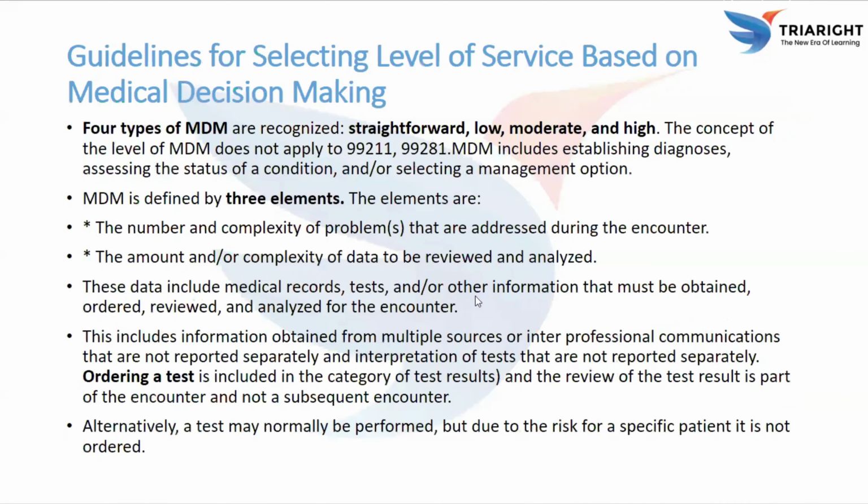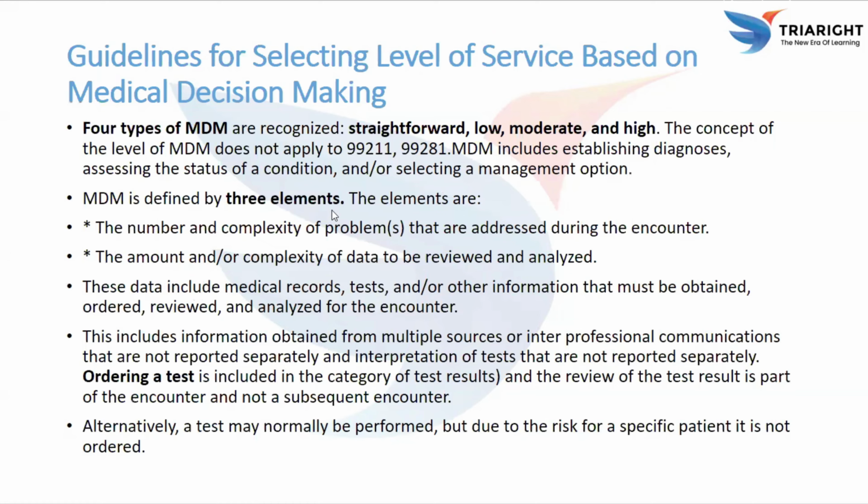And what are the guidelines for selecting level of services based upon the medical decision making? First of all, what is MDM? What is medical decision making? It reflects how complex the patient's problems are, how much data the provider must review or analyze, and how much risk is involved in the management. There are 4 levels of MDM. CPT recognizes 4 MDM levels: straightforward, low, moderate and high. The higher the MDM, the higher the E&M level code. MDM level does not apply to CPT code 99211 or 99281. These are minimal services with no defined MDM.